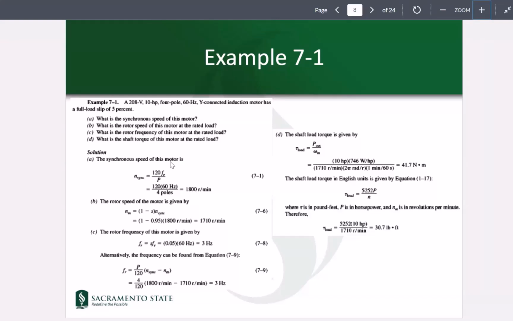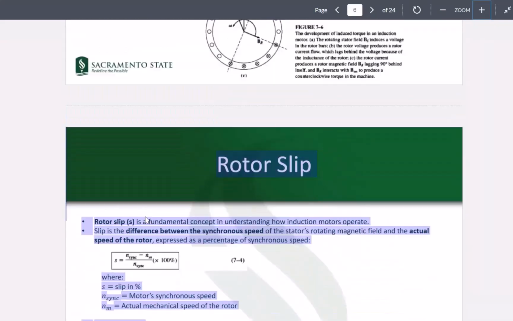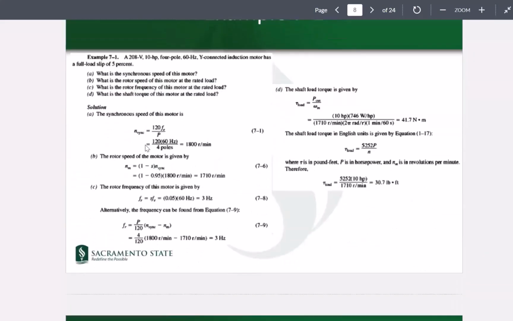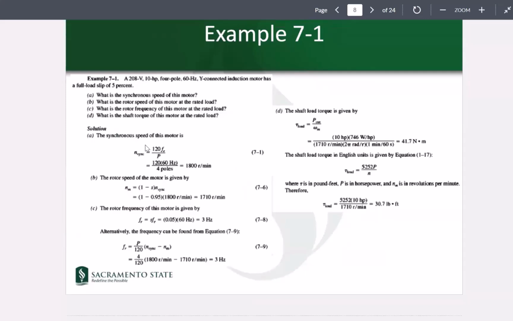Part B, what is the rotor speed of this motor at the rated load? At the rated load, we should have how much? 5% slip, right? The rotor speed can be found through the slip equation, n_m = (1 - s) n_sync. If you have the synchronous speed and the slip, you can solve it for n_m, and this is what's been done here. So under full load conditions, the speed drops to 1710 RPM.